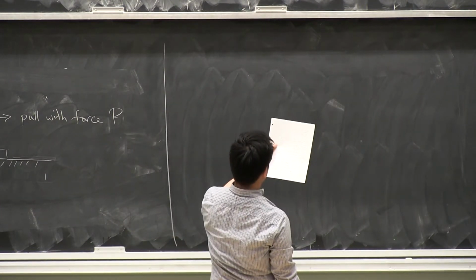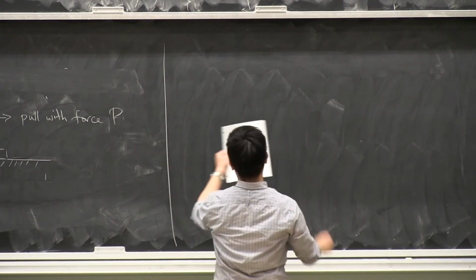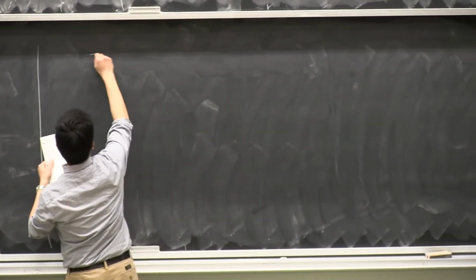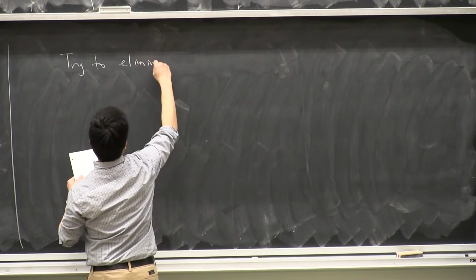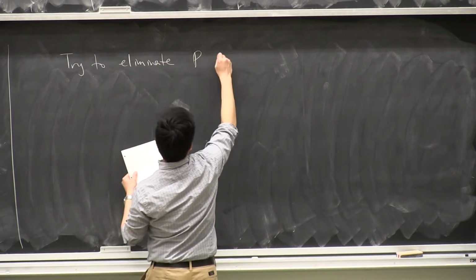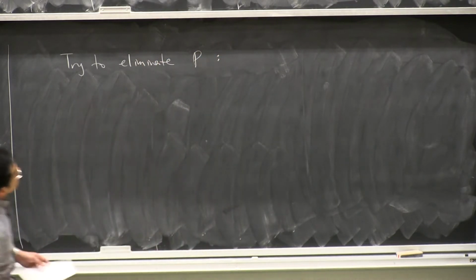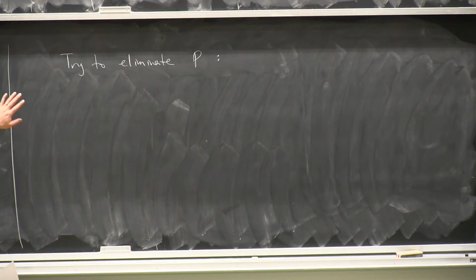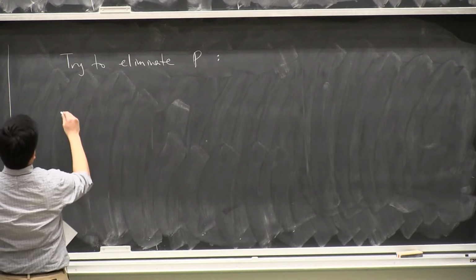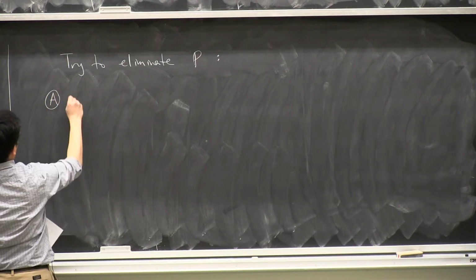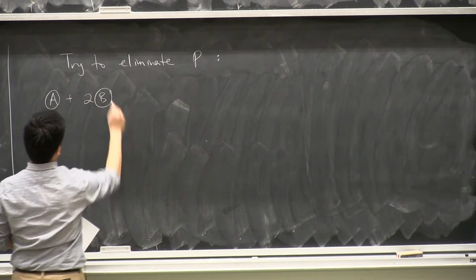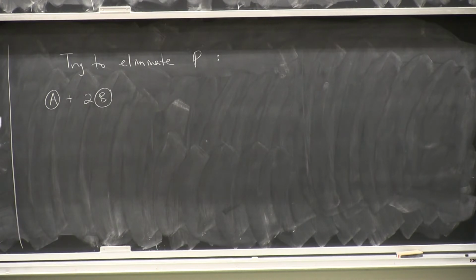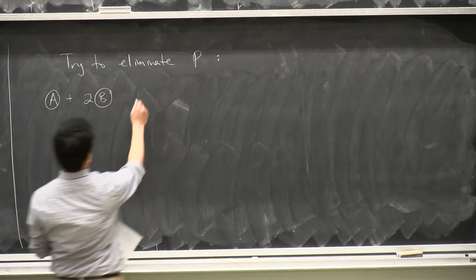So what's the easiest way here? I'm actually going to try to eliminate P. If I'm going to eliminate P, I'm going to add A and B together, making sure that I multiply B by 2 so that I have a minus 2P, and when I add them together, it'll disappear.